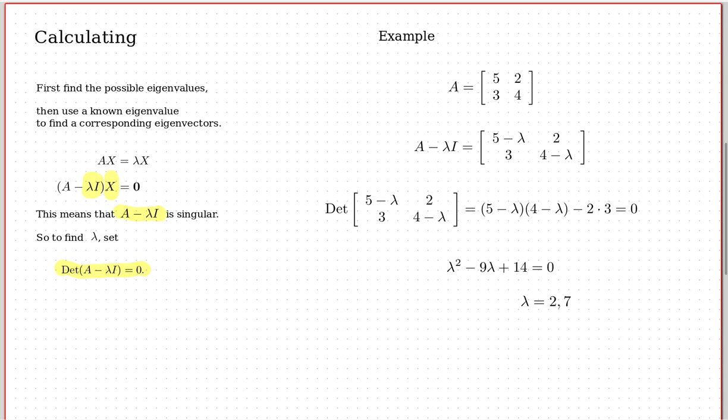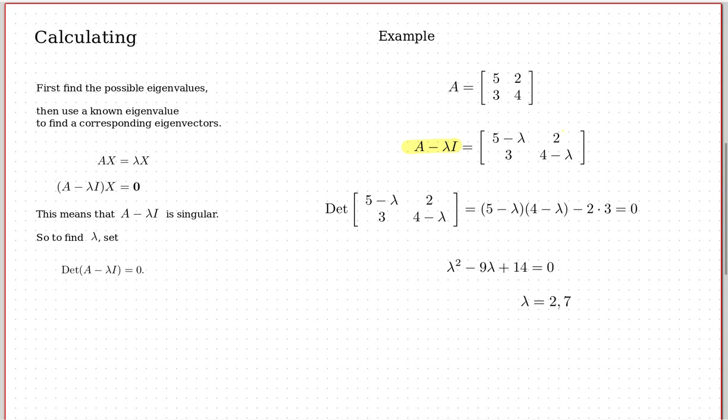So let me do an example. Let's find the eigenvalues of this matrix over here, A equals 5, 2, 3, 4. First what I do is I form the matrix A minus lambda I, and that means you simply subtract lambda from each entry on the diagonal of A. Right? Because lambda I is just a diagonal matrix that has lambda on the main diagonal and 0 everywhere else. So this is A minus lambda I.